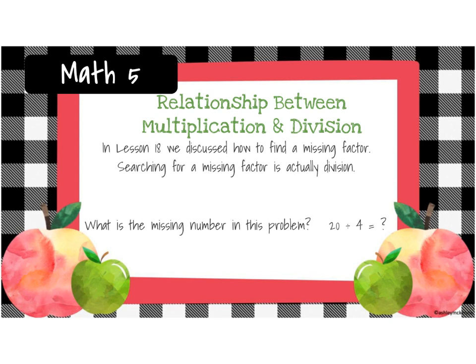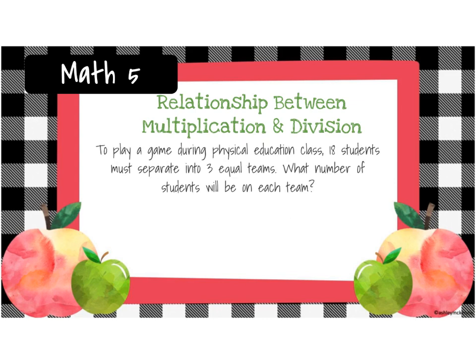In lesson 18, we talked about how to find a missing factor. Okay, that was the last thing that we did last week. We talked about how to find a missing factor. So searching for a missing factor is actually using division. You are having to work backwards, and that's what Luke just told us a second ago, is that you can use the inverse. So just to kind of look at this example, what's the missing number in this problem? 20 divided by 4 is what? Grace? 5, right.